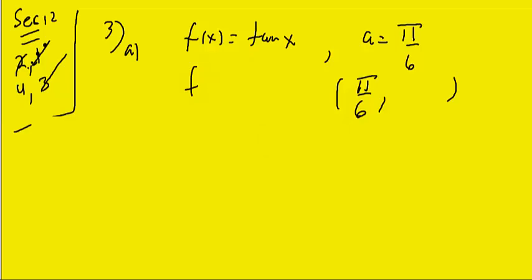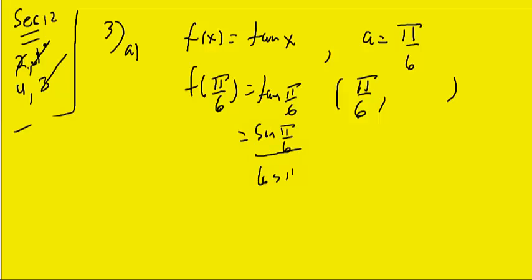Okay, so f of pi over 6, which is tangent of pi over 6, which is the same thing as sine of pi over 6 over cosine of pi over 6. I hope you don't have to draw the unit circle. Okay, so this is going to be the 1/2, and that's going to be rad 3 over 2. Sorry, confusing myself. Rad 3 over 2, so that becomes 1 over rad 3.